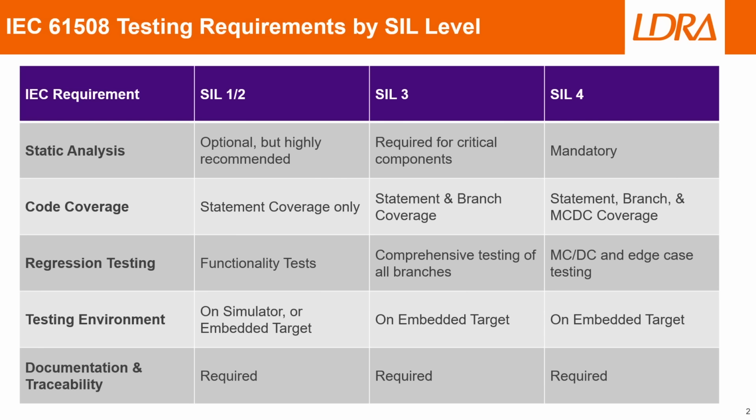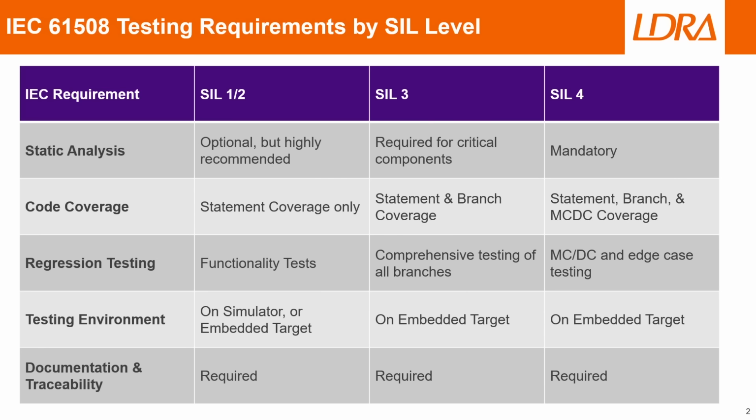For your testing environment, for SIL levels 1 and 2, you can test on a simulator or on an embedded target. For SIL levels 3 and 4, however, you'll be limited to only testing on an embedded target if you want to be compliant with IEC 61508. This is because IEC 61508 requires that you test on final production hardware that your codebase is going to end up on.